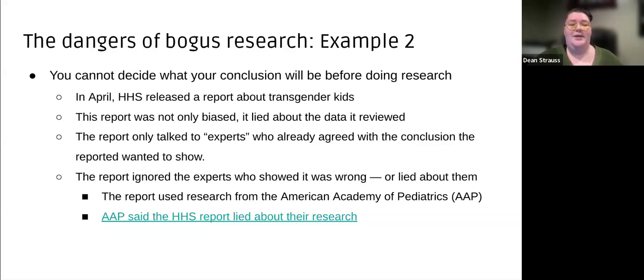So the American Academy of Pediatrics did research about transgender kids, and HHS used some of their research and reported it incorrectly. And in fact, AAP said that the HHS report lied about their research. So we can't decide what the conclusion is going to be. We can guess, that's our hypothesis, what we think it's going to be, but we don't get to decide what the end result is. That's why we're doing experiments to find the truth. Next slide.